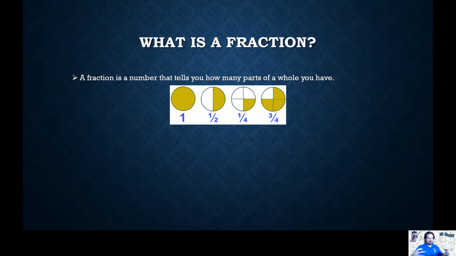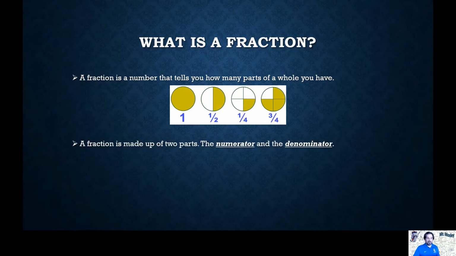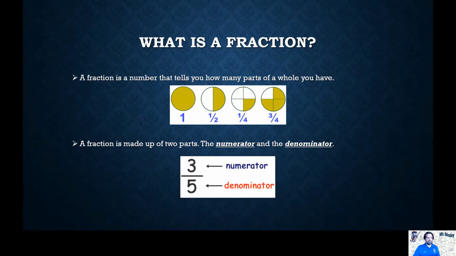So we can break a thing into multiple parts equally, and the fraction tells us how many of those parts we have. A fraction is made up of 2 parts. We have the numerator and the denominator. Here we see the 3, the number on top, is the numerator, and the 5, the number on bottom, is the denominator. So we have those two special terms when we're talking about fractions: the numerator, the top part, and the denominator, the bottom part.